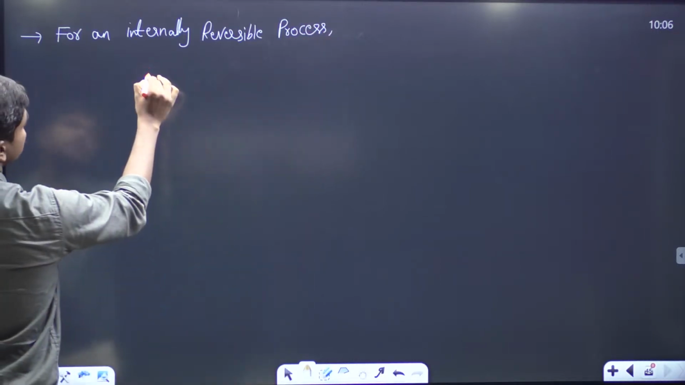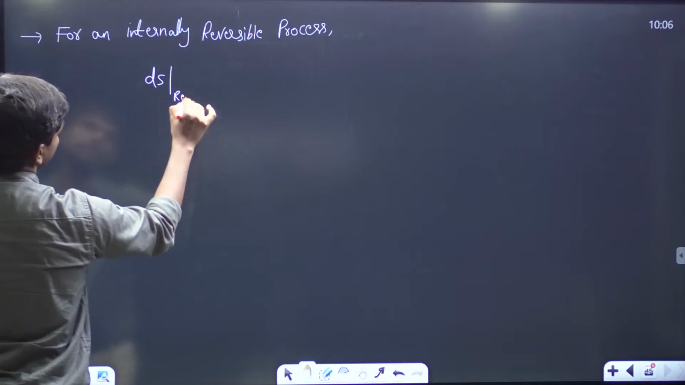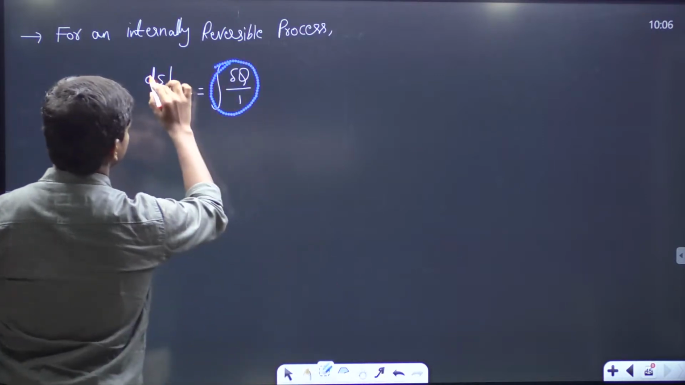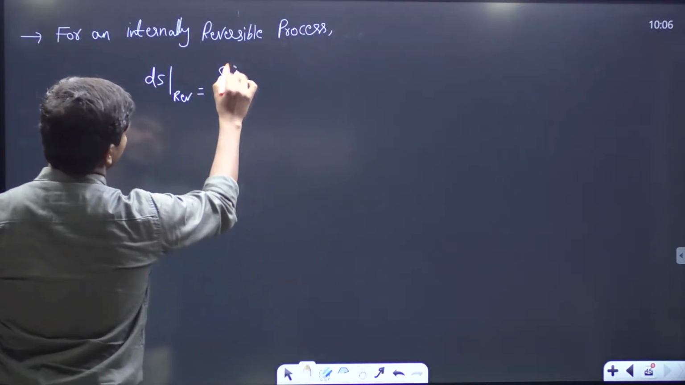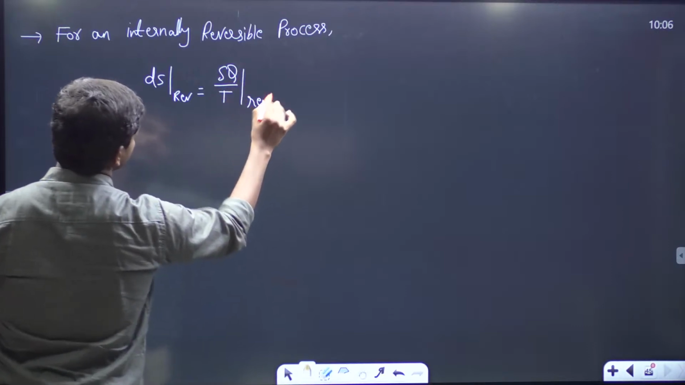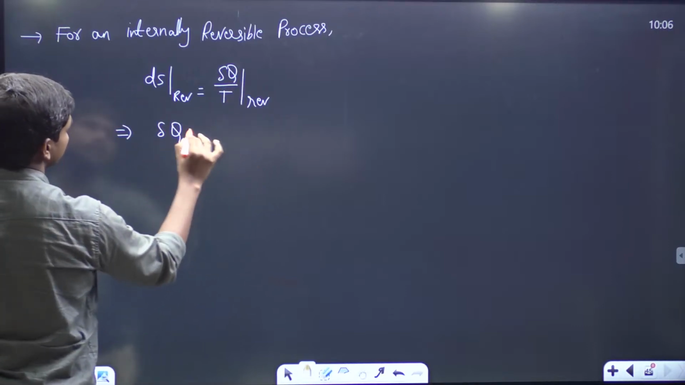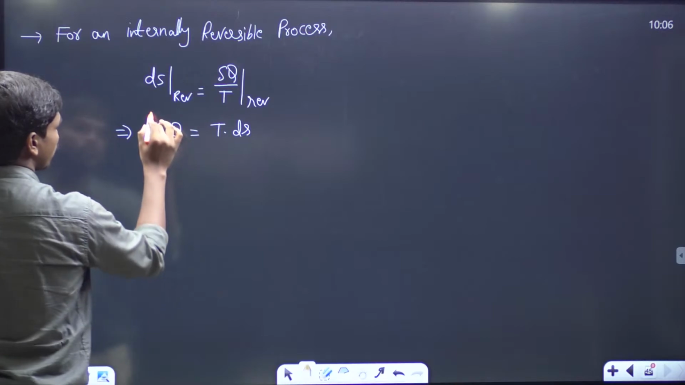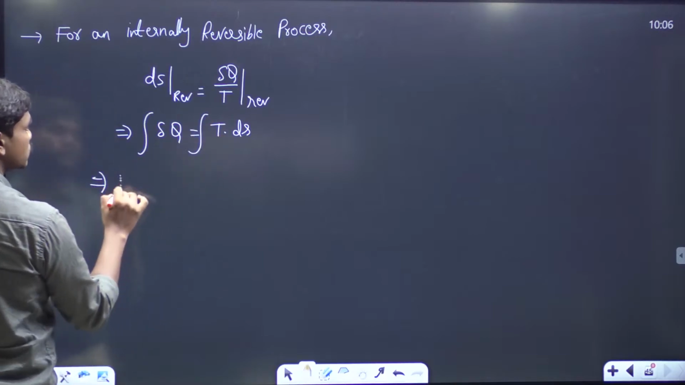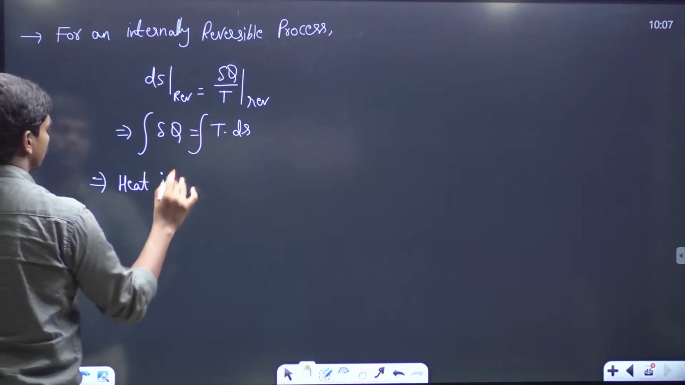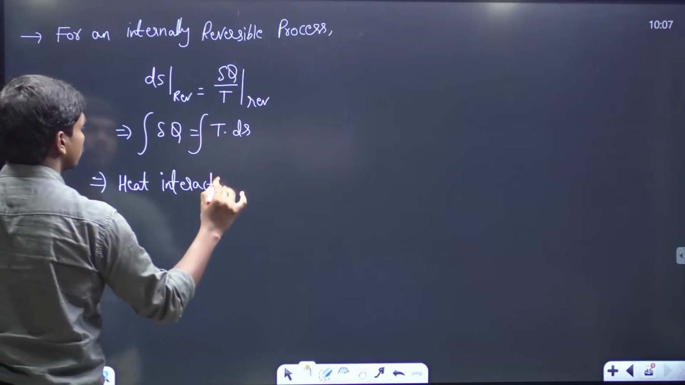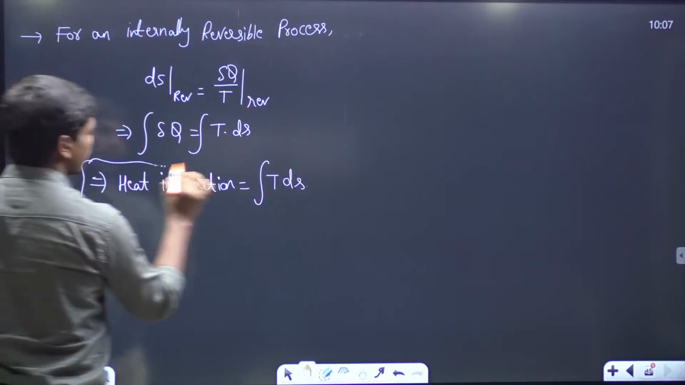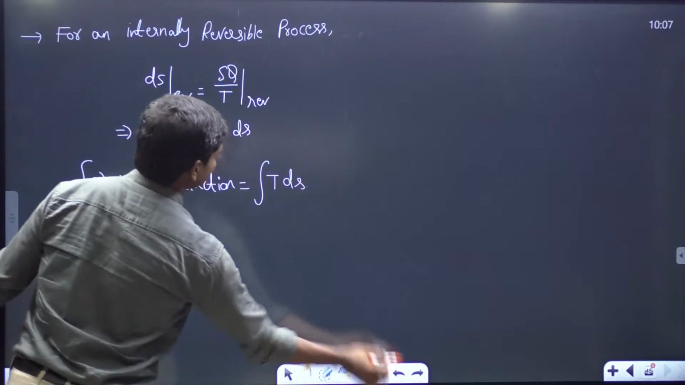we have ds equal to (del q by T) reversible. The integral is not present because we are writing del and ds. So this is del q by T reversible, correct? Which means we can write del q is equal to T into ds. Just a bit of mathematics I'm doing here again. So if you want the total heat transferred, the heat interaction is equal to the integral of T dS.